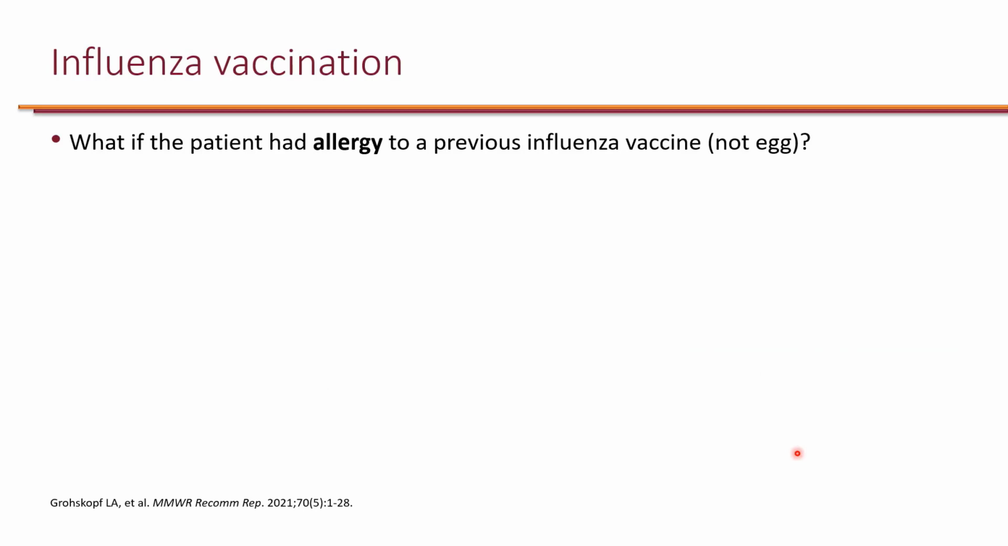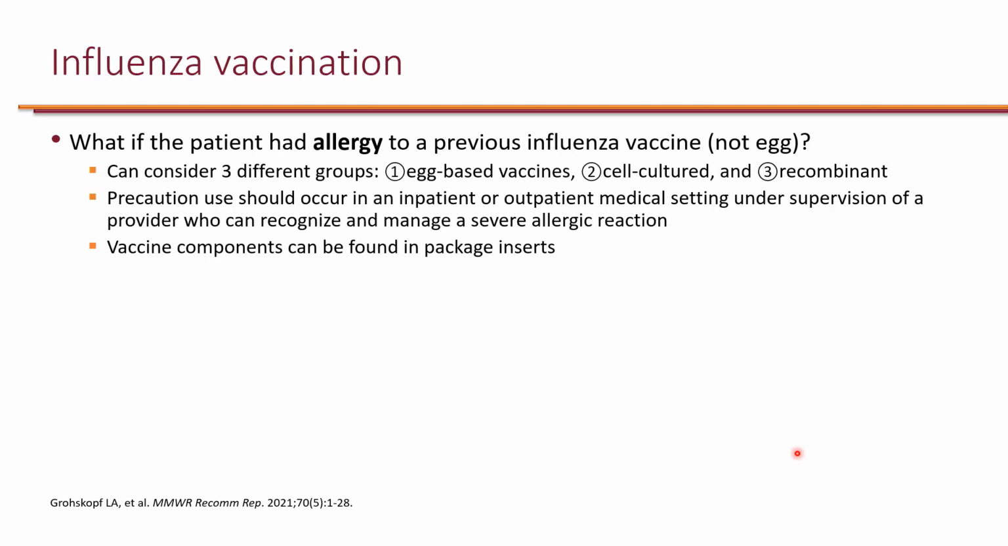Now, what if the patient had allergy to a previous influenza vaccine ingredient and not just egg allergy? We can consider three different groups. One would be people with an allergy to egg-based vaccine. The second group would be people with allergy to cell-cultured vaccine. And last would be people with history of reaction to a recombinant vaccine. So in general, when the CDC says precaution when it comes to allergies, use should occur in an inpatient or outpatient medical setting under supervision of a provider who can recognize and manage a severe allergic reaction. And of course, vaccine components can be found in a package insert.